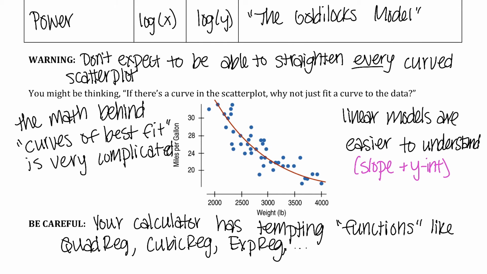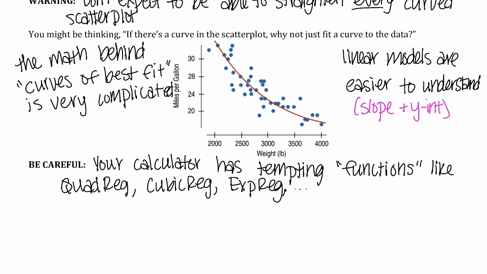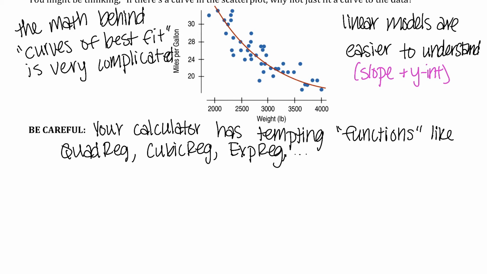You might have noticed when you're using linear regression in your calculator that there are these lovely functions called QuadReg, CubicReg, ExpReg, where it seems like you take curvy data and you use this and it magically gives you an equation. Well, turns out the people that made your calculator aren't really statisticians, and these aren't the best functions to use. I put them in quotes, functions in quotes, because they're really not good, okay?